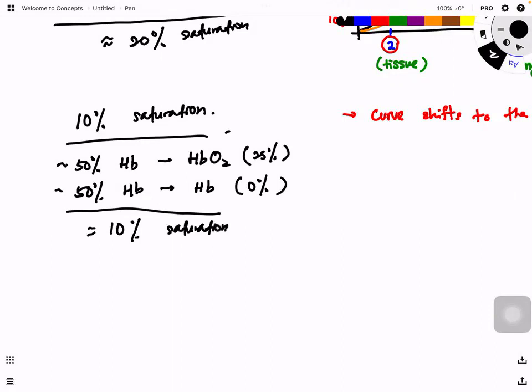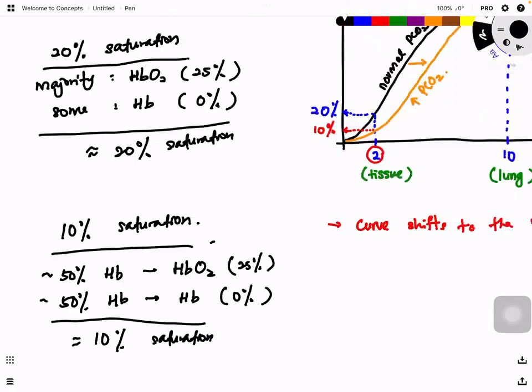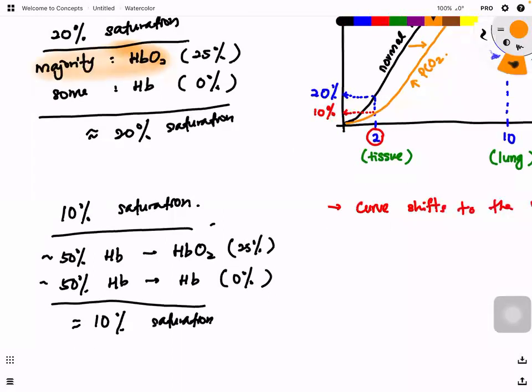So if you compare these two, I'm going to highlight it. You can see the effect. This one, you have majority HbO2. But now, decrease to about 50% HbO2. Means that we release even more O2 for the respiring tissues to carry out aerobic respiration.